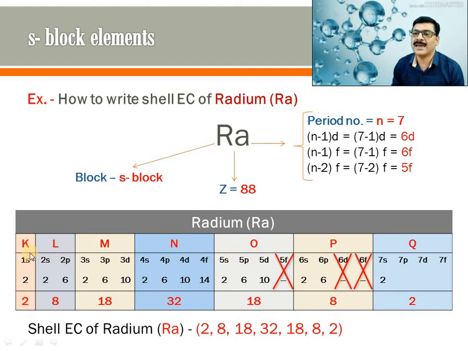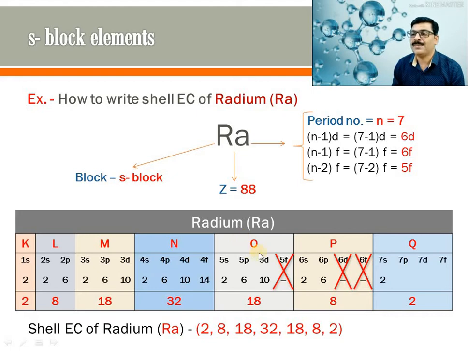Now let us see, first the K cell. The K cell contains the 1s orbital and it has 2 electron capacity. Then the L cell contains 2s and 2p, meaning a total of 8 electron capacity. Then the M cell has 3s, 3p and 3d, a total of 18 electron capacity. The N cell contains 4s, 4p, 4d and 4f, so a total of 32 electron capacity for the N cell.